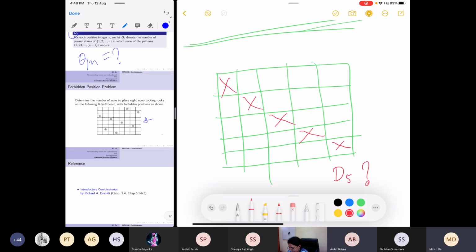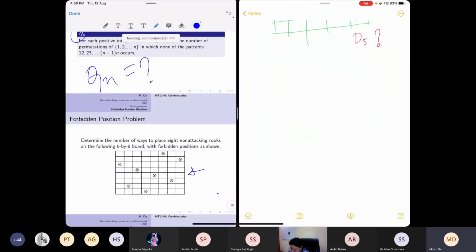Basically, we are writing down a permutation of numbers from 1 to 5, which will be the row numbers for all the rooks in each column. And we are not allowed to place the ith rook on the ith row. Right, so this is D5. Good. Now try to prove this. What would be the number?